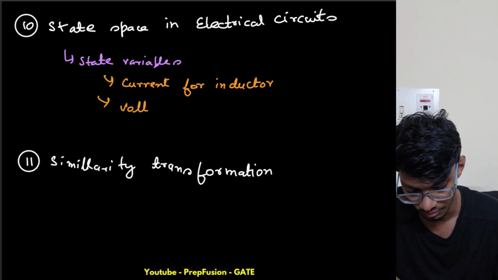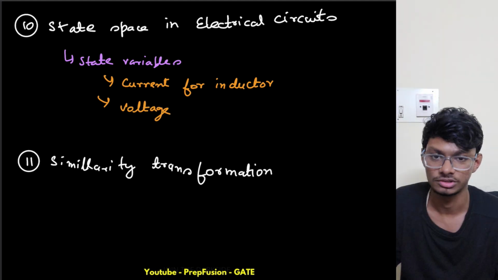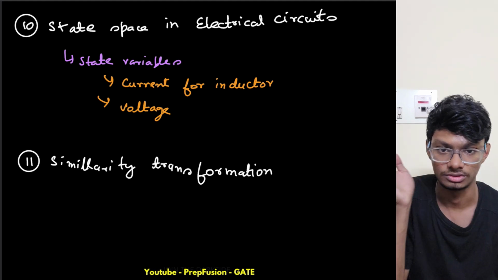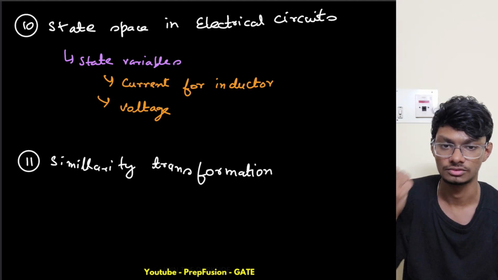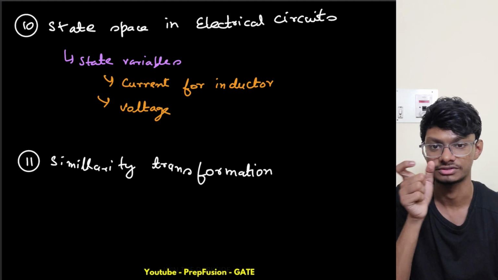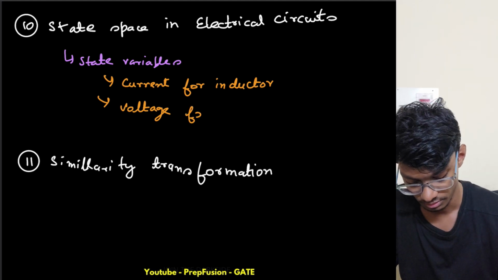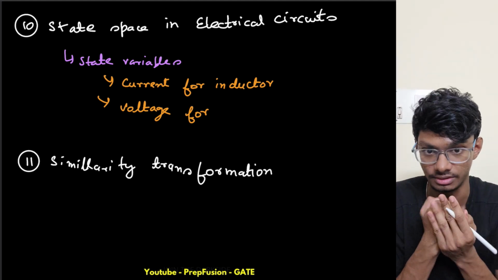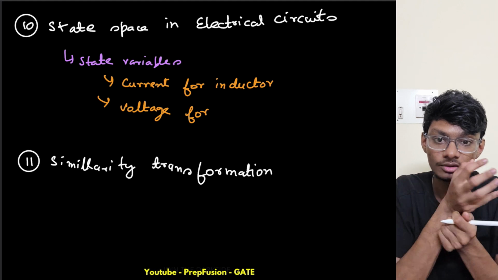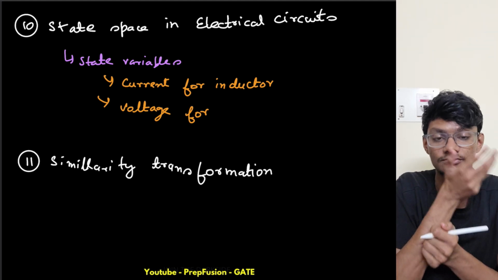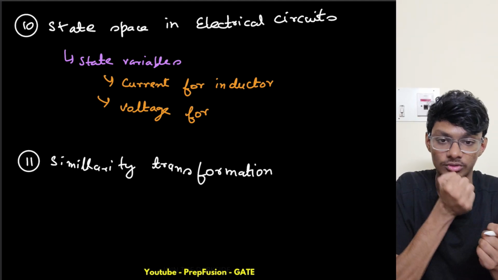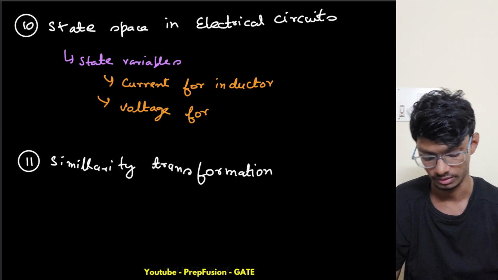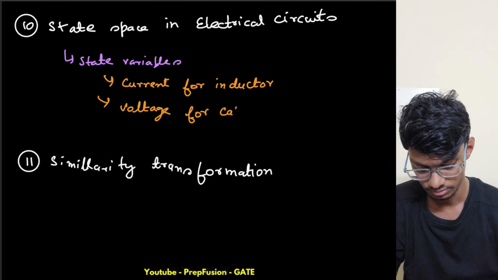Current for the inductor and voltage for the capacitor. Why so? Because we know it is related with the differentiation, right? So that's why C dVc/dt equals Ic and L di/dt equals VL. So that's why it's a first order differential equation. Voltage is responsible for change of the state in the system, right? My current is dependent on the change in the voltage. So the voltage will be responsible for changing the current. That's why it is responsible for changing the state in the system. So voltage for capacitor.